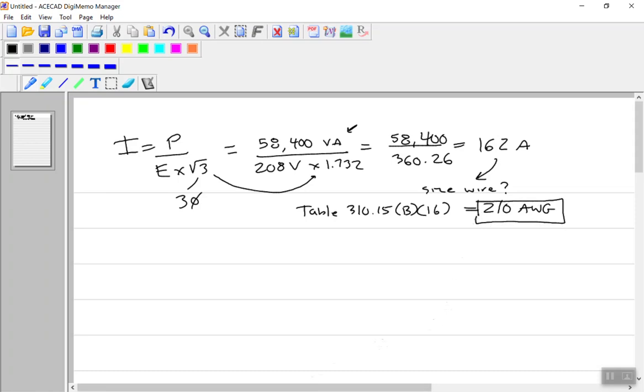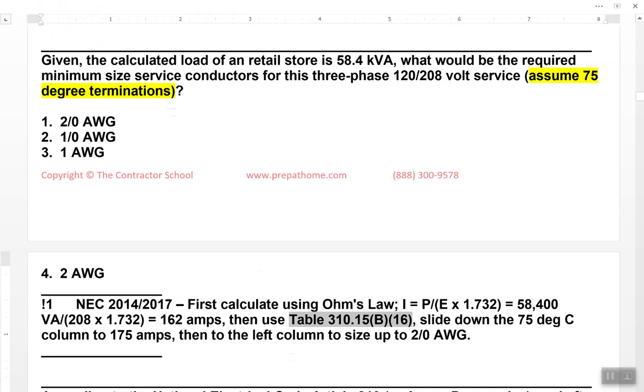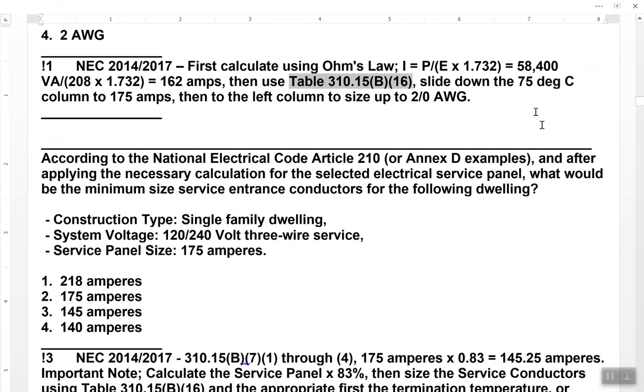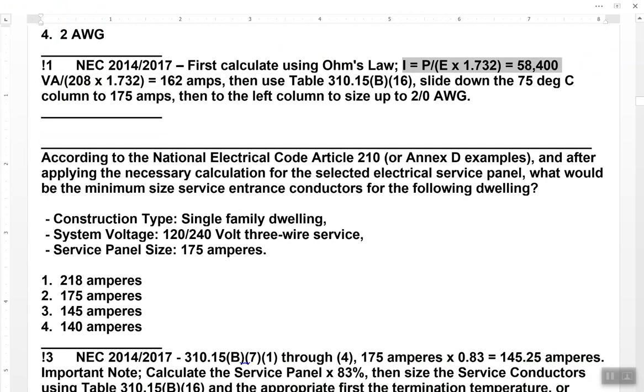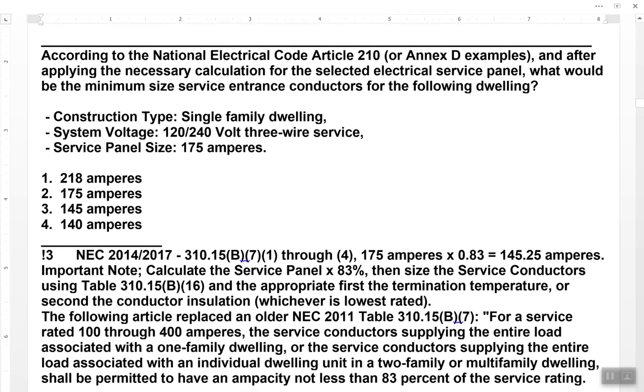Let's take one more look at the question. Given the calculated load of a retail store is 58,400 watts, 58.4 kVA, what would be the required minimum size service conductors? The service conductors. Well, you need the ampacity first, and we did that. We used Ohm's law and calculated the amperage, the ampacity, and then we sized using Table 310.15(B)(16). They should be getting a little bit easier, right? That table we use a lot, okay? A lot. Okay, let's go ahead and go to another question.